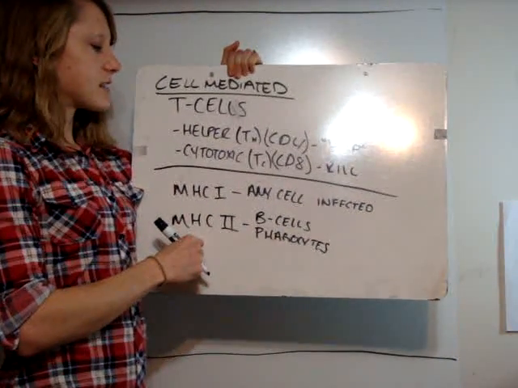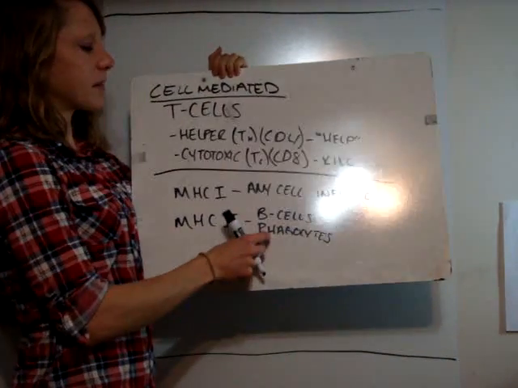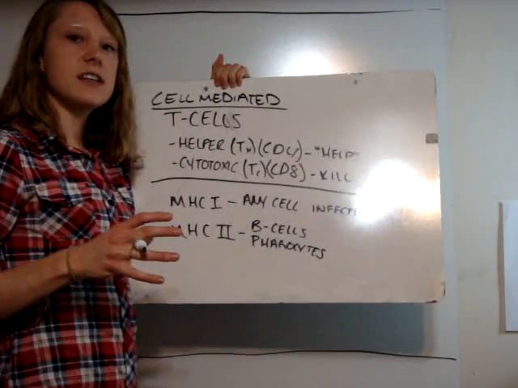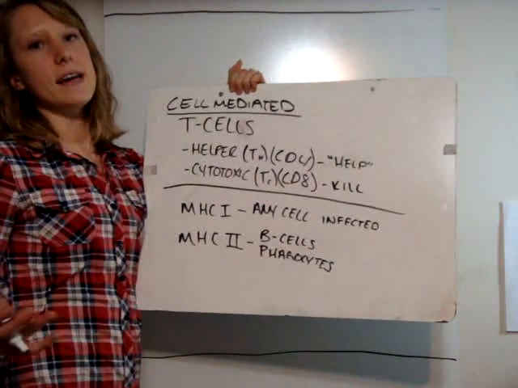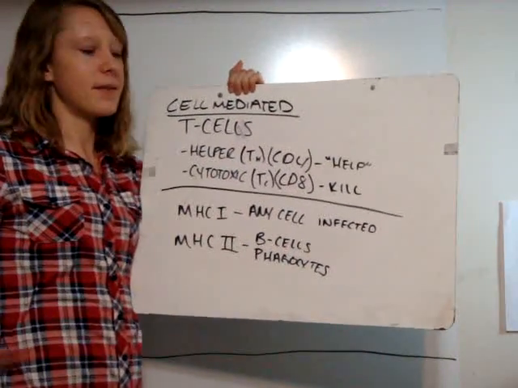MHC class 2 is not saying the cell is infected. Remember, these phagocytes are in the second line of defense. So when they eat something, they just know that they ate something that's foreign to the body. They know that they ate something that's antigenic. They don't know if they ate something super bad or not.